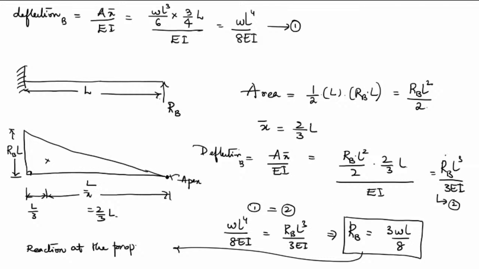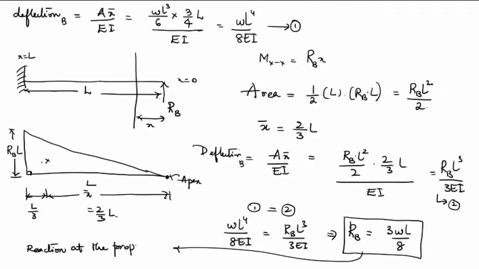In case you are not able to remember this formula, you can derive it by using the moment area method. Or else, let us say, take the moment at section XX, Vignesh. What is the moment at section XX? That is RB times X. This is the X equal to 0 location, and this is the X equal to L location. At X equal to 0, you will have 0 bending moment. At X equal to L, you will have RB times L.